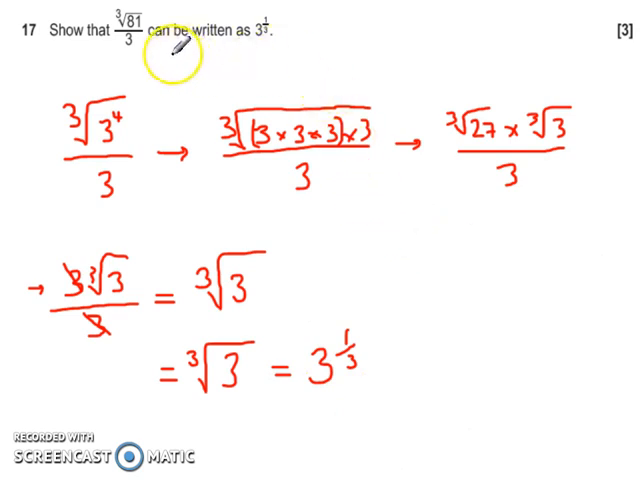Basically, if you've got cube roots, look for cube numbers. See if you can find some cube numbers to stick inside those cube roots. It will then simplify to a whole number, and then you can do some bits and pieces from there on out. Okay?